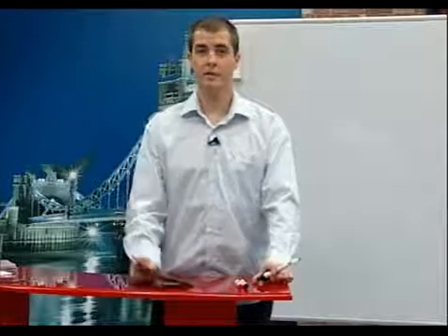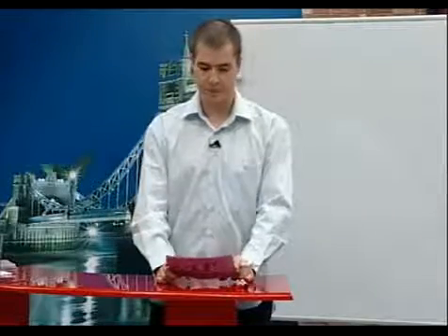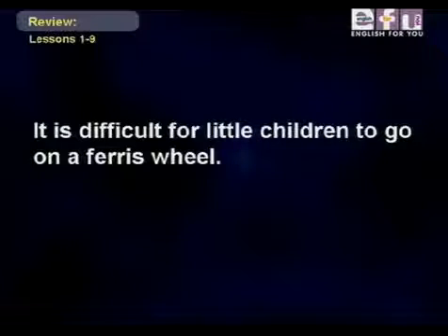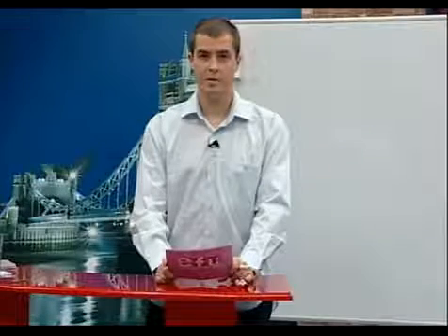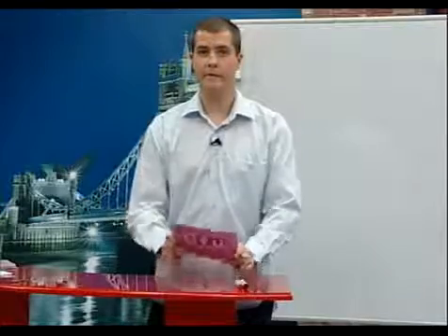I always go on the bumper cars to learn more about car driving. So in this sentence, an infinitive is being used to show the purpose of an action or the reason for doing the action. Next one, it is difficult for little children to go on a Ferris wheel. For plus a noun, as in difficult for children, is often used with an infinitive.